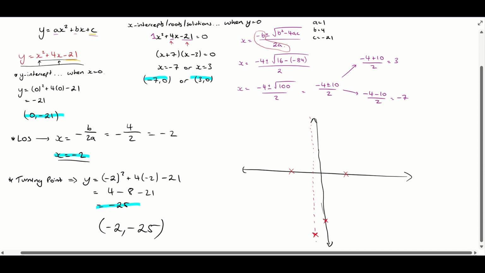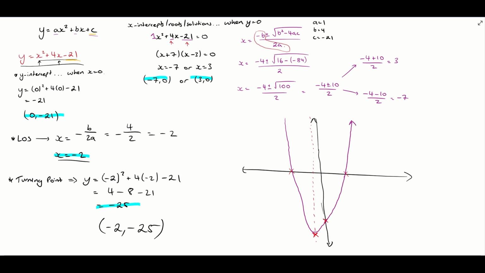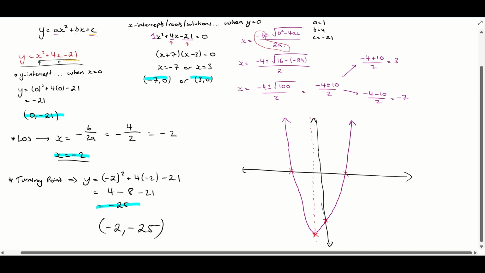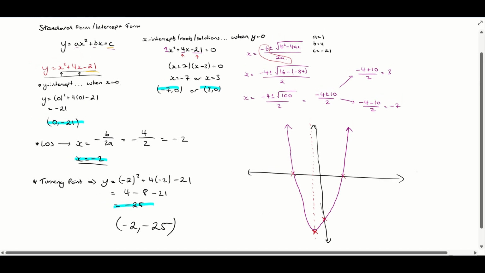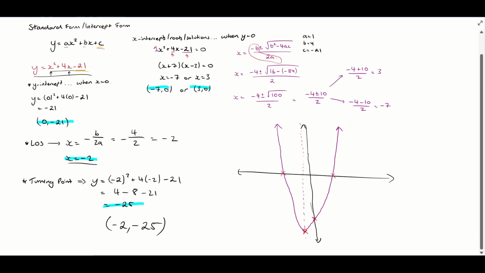And then if we just connect the dots, again, this isn't to scale, it might be a little bit off, but it's sort of good enough, right, for a dodgy drawing with no graph paper. Our quadratic or our parabola will look something like that. That's pretty much it for the standard form or the intercept form.